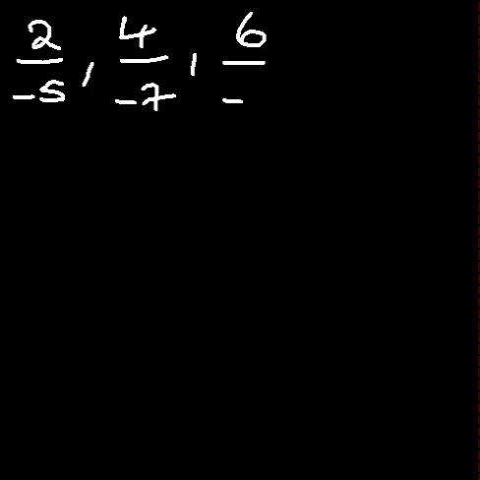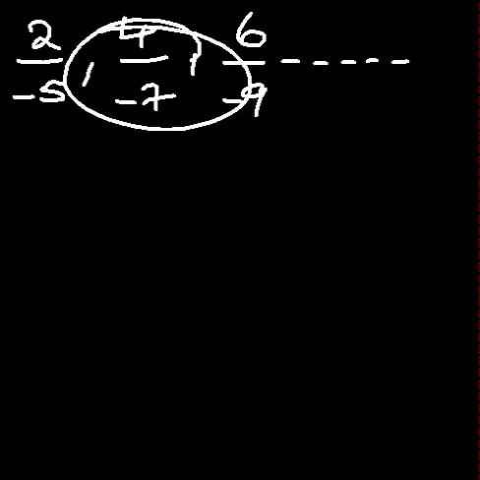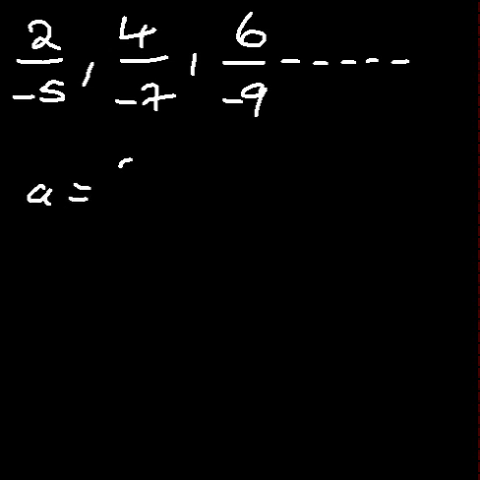Now what if we have this case? Let's say you have 2 over negative 5 comma, let's say 4 over negative 7, comma 6 over negative 9. So what is actually the nth term formula for this number pattern? We know that the first term is given as 2 over negative 5. And what is the common difference?